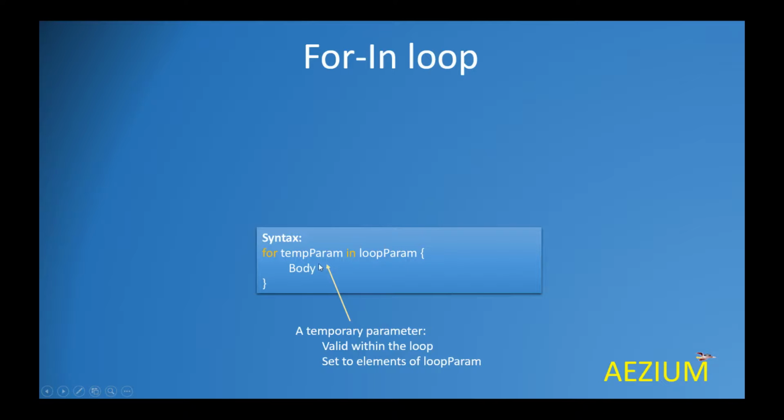One thing to note is that this temporary parameter, as the name suggests, is a temporary value, and its scope is only within the body of the loop. Outside this loop, that temporary parameter is not recognized by Swift.